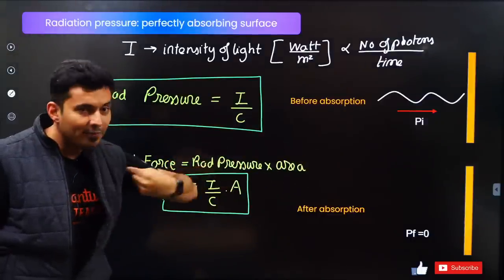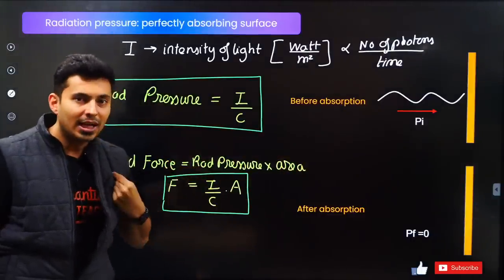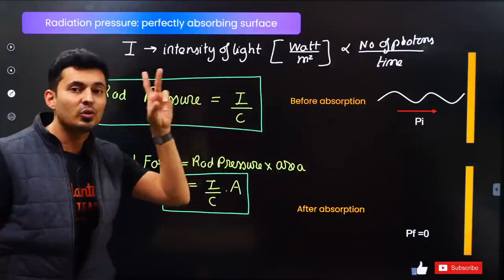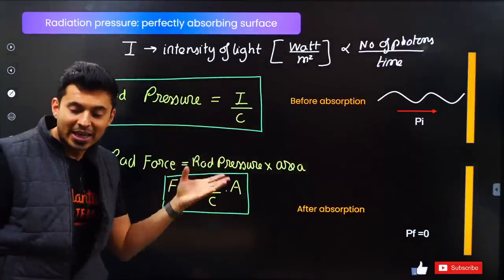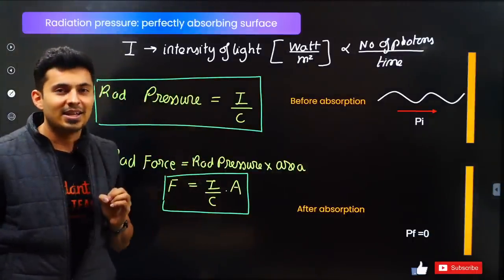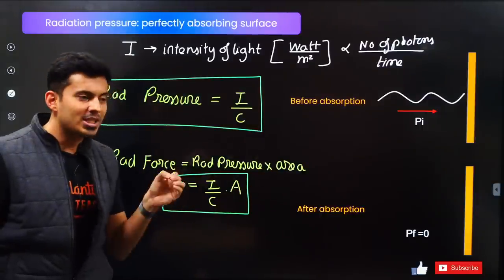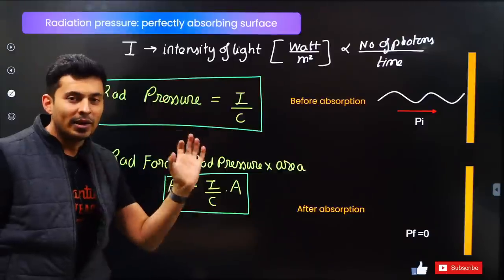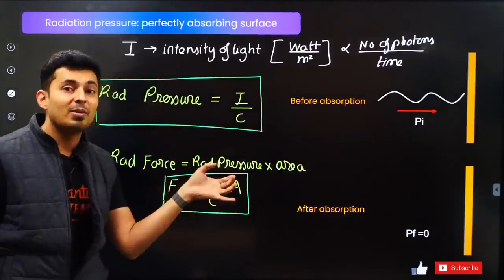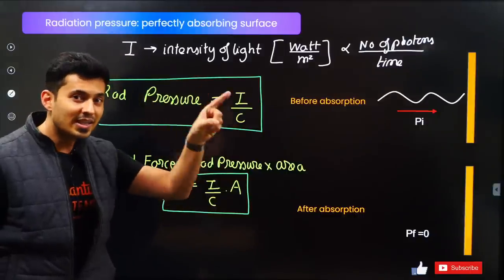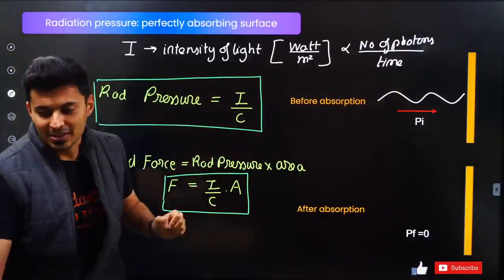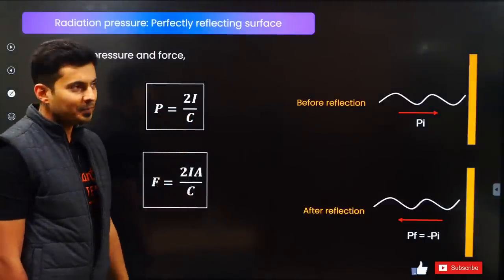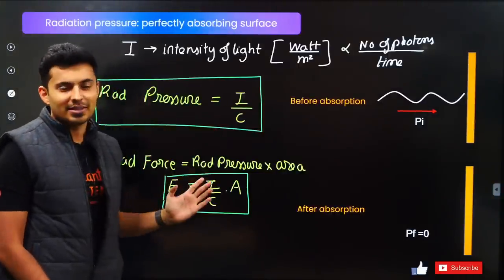But if it gets reflected, final minus initial, P minus P is 2P. You would have done these kind of questions in 11th standard. If you just go and stop, change in the momentum is 0 minus MV. If you turn and come back, change in the momentum is MV minus MV. Minus because direction is opposite. So sign will change. That will make it 2 times. Hence, yes, you will get the answer as 2I by C and 2IA by C. So 2 will come. That's the only difference.